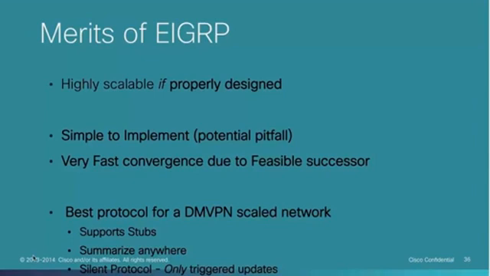Coming to the next point, EIGRP has very fast convergence because of the feasible successor, which basically means I already have in my table one path to get there and also a second path to get there, so I can converge faster, obviously.